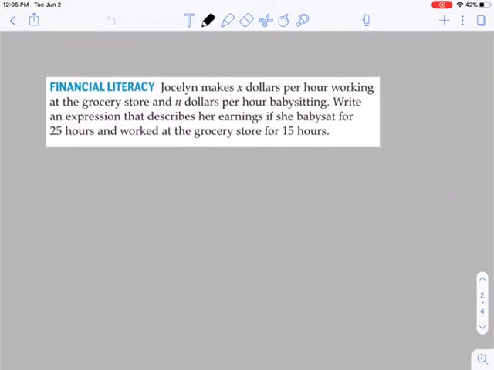All right, first one, we have a financial literacy problem, so dealing with money. Jocelyn makes x dollars per hour working at the grocery store and n dollars per hour babysitting. Write an expression that describes her earnings if she babysat for 25 hours and worked at the grocery store for 15 hours. So x is grocery store, right? That's grocery. And then n is babysitting.